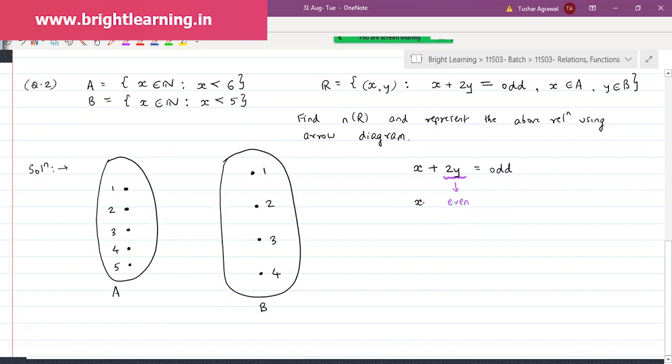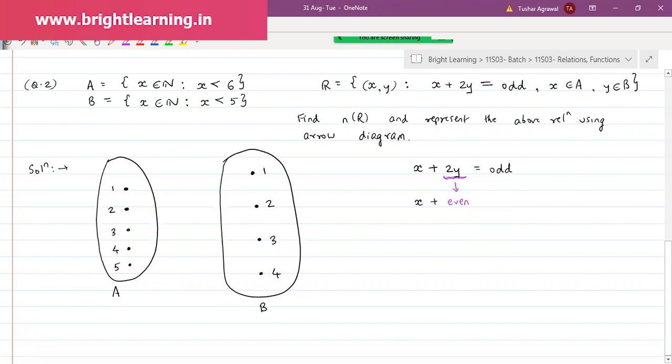So now, whatever value of y you give, x plus an even number should be odd. So can you conclude that x should be an odd number? X can never be even. My x should definitely be an odd number, so that odd plus even gives me odd. So this is my conclusion: x should definitely be an odd number.